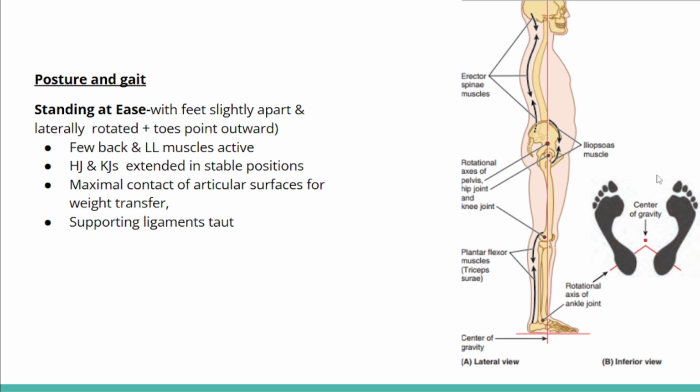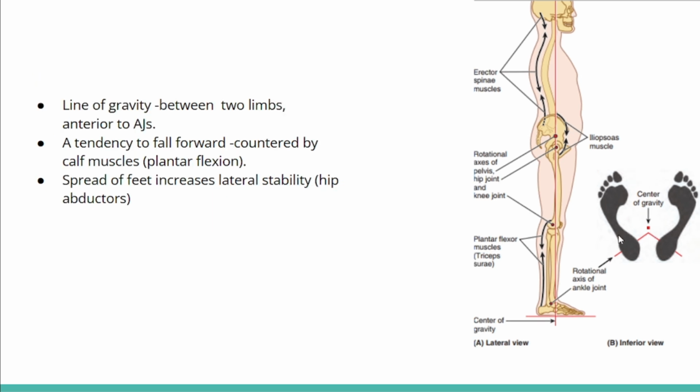When standing at ease, your feet are slightly apart like this and laterally rotated, with toes pointed outwards. In this position, only a few back and lower limb muscles are active, so most of the muscles do not get tired, and the hip and knee joints are in extended and more stable positions. In this position, these joints are in their maximal contact of articular surfaces for weight transfer, and the supporting ligaments are taut. The line of gravity falls between the two limbs, just anterior to the rotation axis of the ankle joint, like in this position.